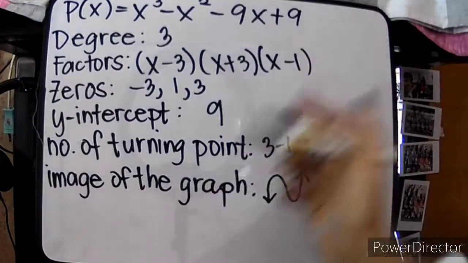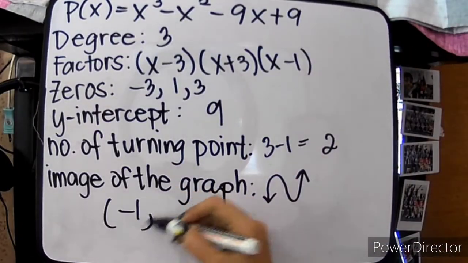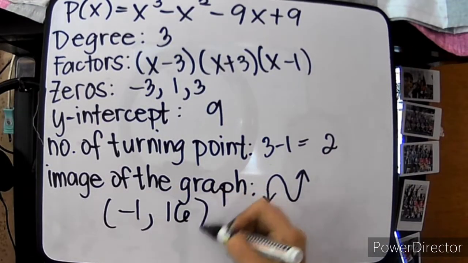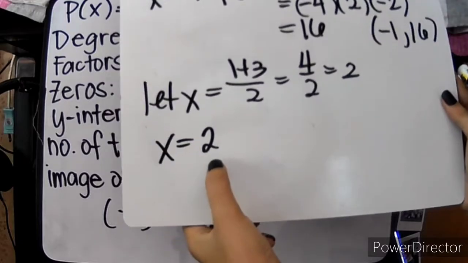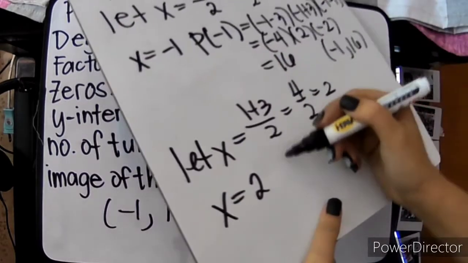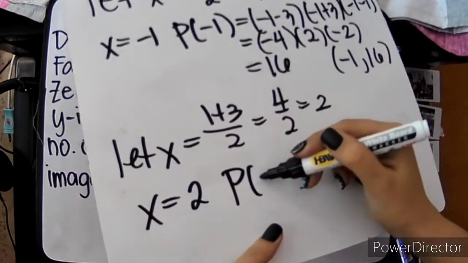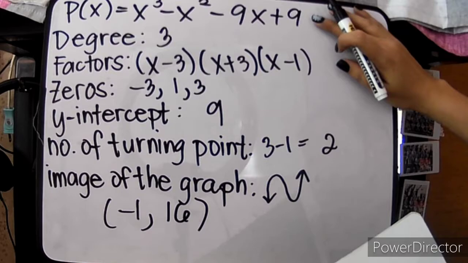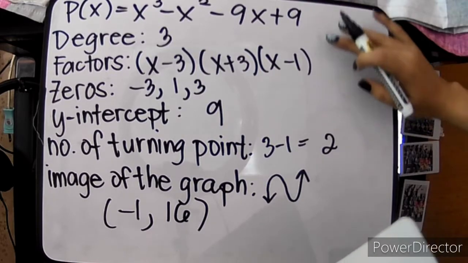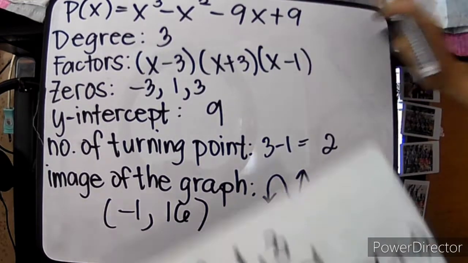Sulat natin dito. That will be included in our sketching the graph. Next, ang gagamitin natin is yung x sub 2. Again, p of 2. So, I will just be using this. Pero, again, pwede po ito, kasi pareho lang. Ito lang naka-factored form, ito lang ay naka-expanded form.